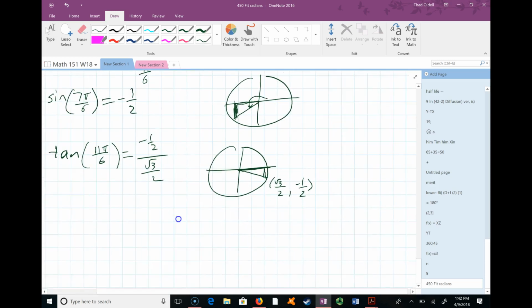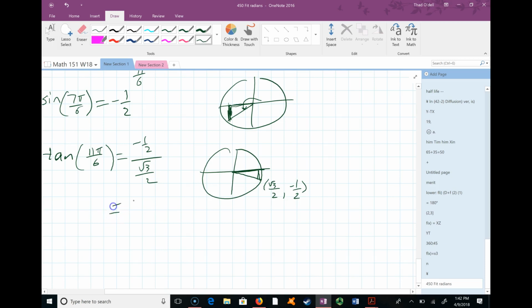Of course, we'd never leave it like that. We'd want to simplify it. So the 2's will cancel out, so I'm left with negative 1 over rad 3. Okay?